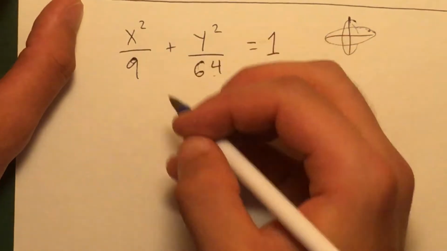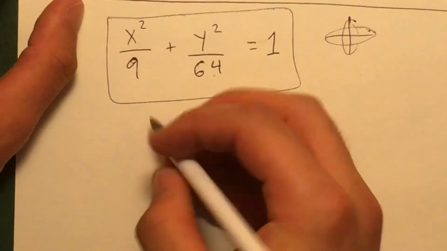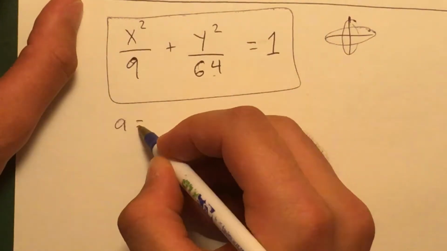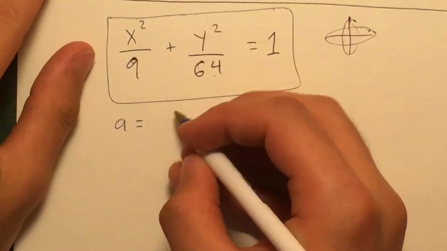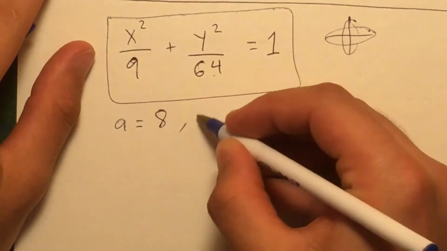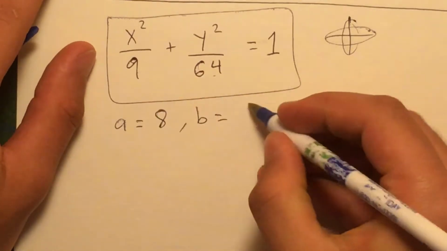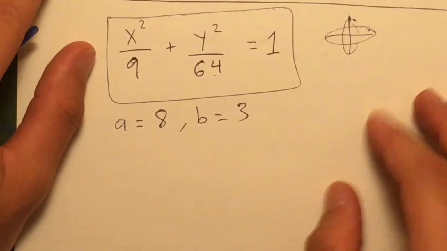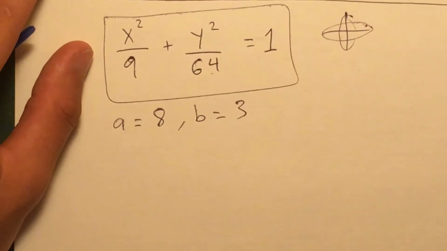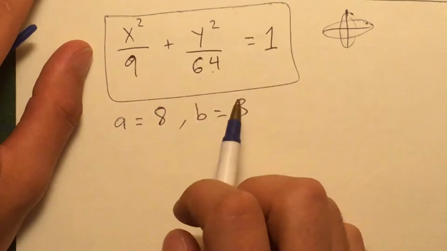Okay, so let's begin with finding the variables a, b, and c. a is going to be equal to the square root of a squared, and this is a squared. The square root of that is going to be 8. b is going to be the square root of b squared right here. b is going to be 3. Square root of 9 is 3. And c is really not that important. The use of c is finding the foci. But for the vertices, we only need a and b.